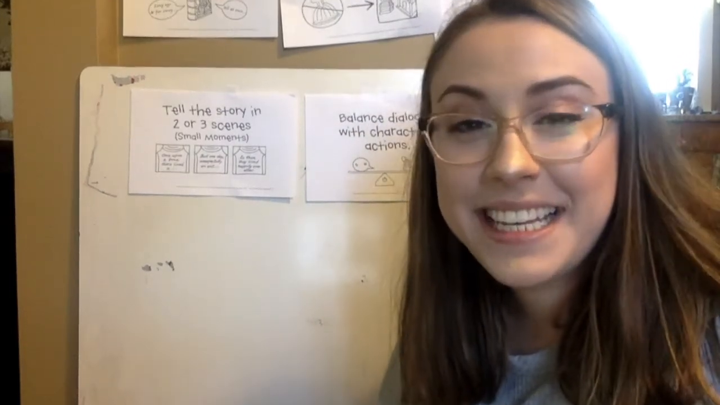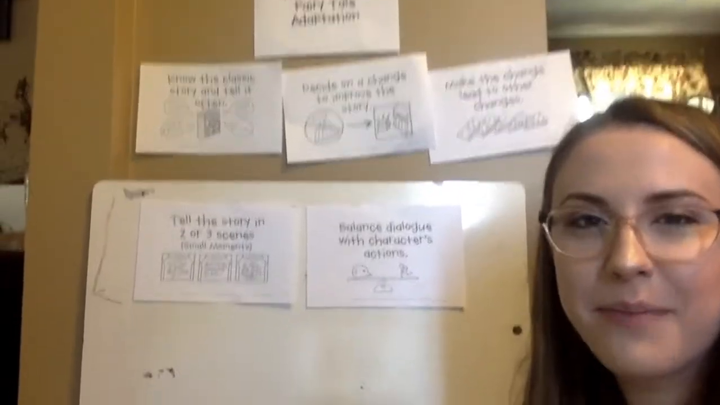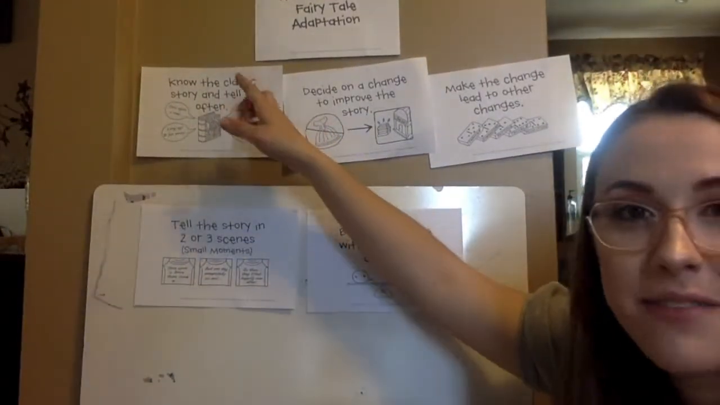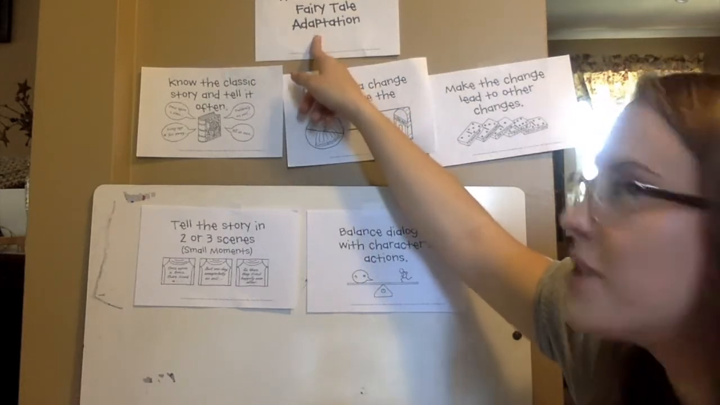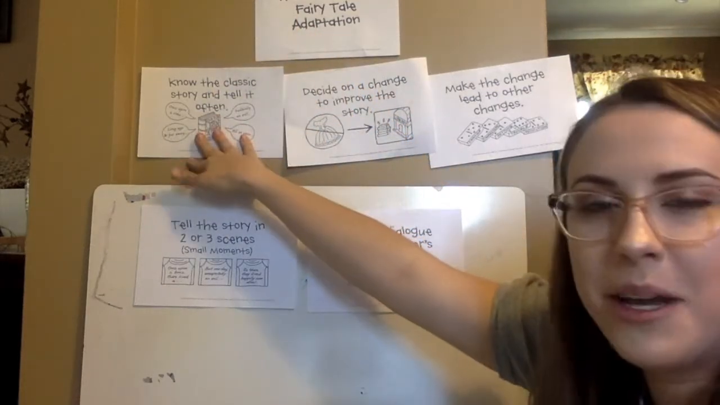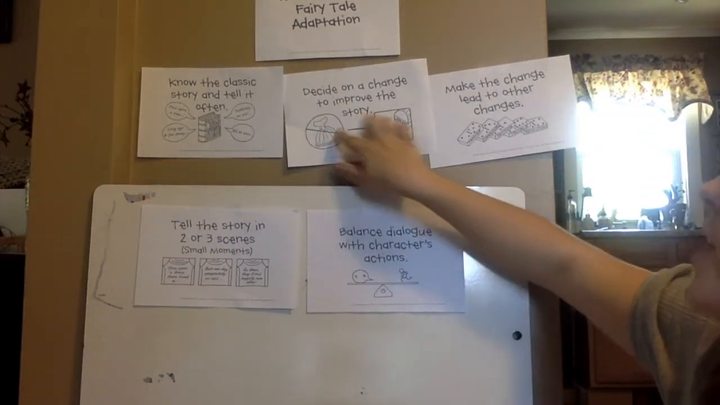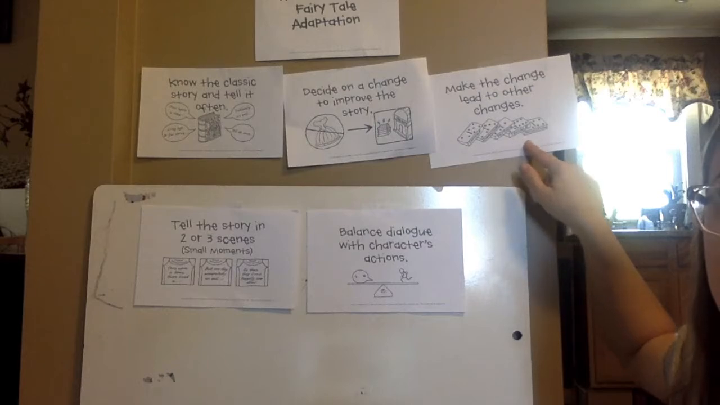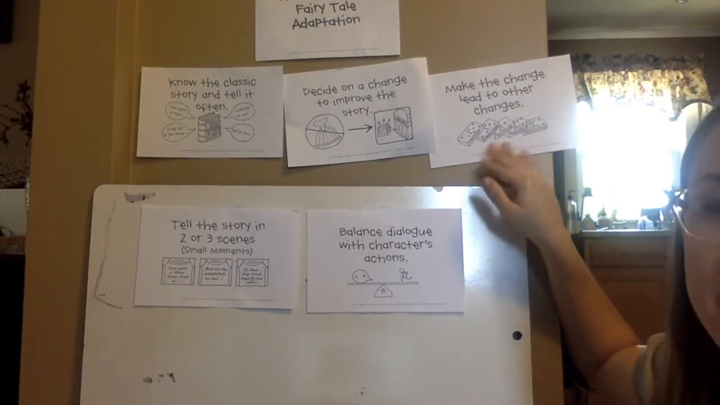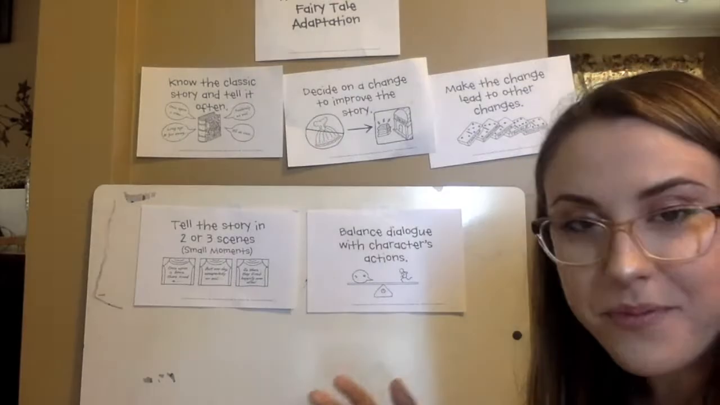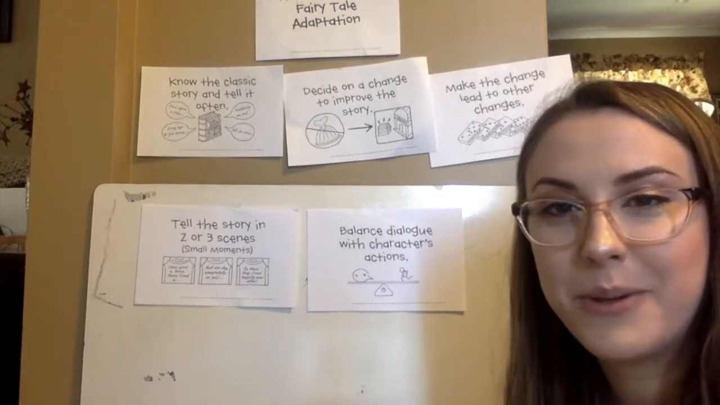And welcome back to D3 on how to write a fractured fairy tale. So let's start up here where we left off. We're talking about writing fairy tale adaptations, or fractured fairy tales. We know the classic story and we tell it often. We decide on a change, and then that change flows to all kinds of other changes in the story. It's really important that each change develops in the story as new changes so that the story flows together.